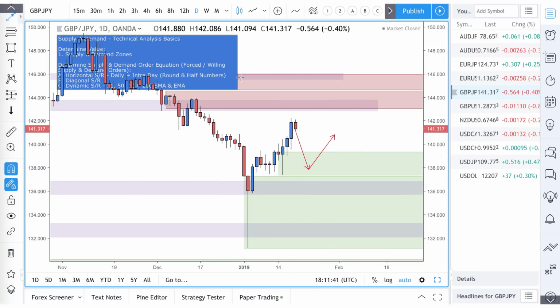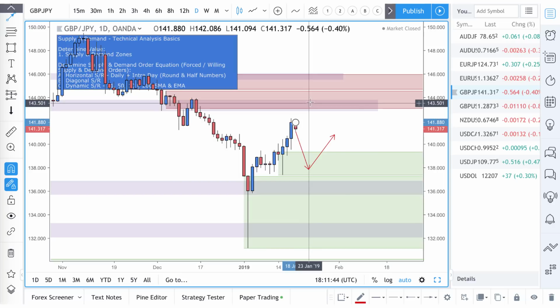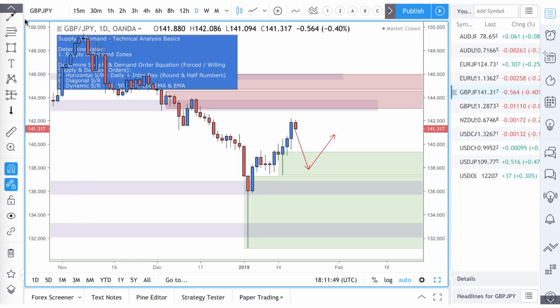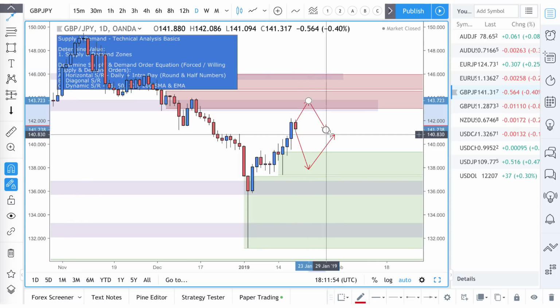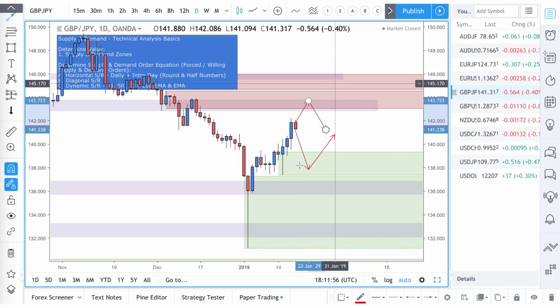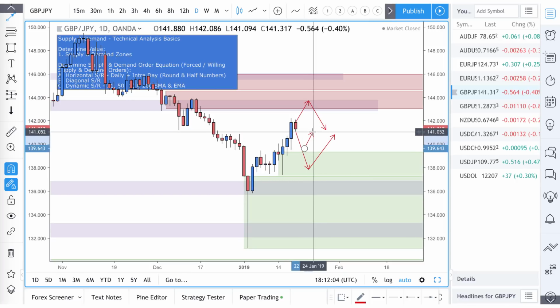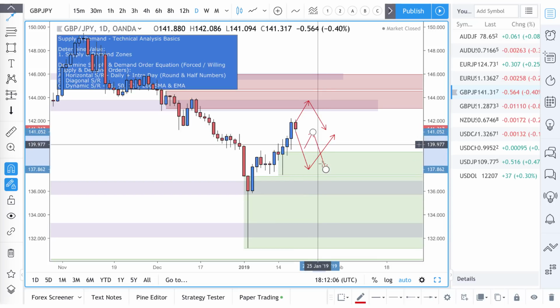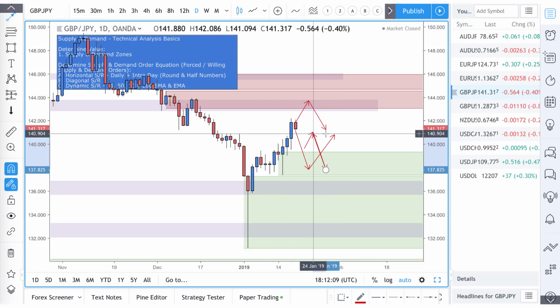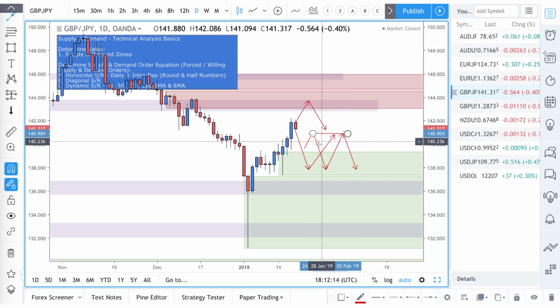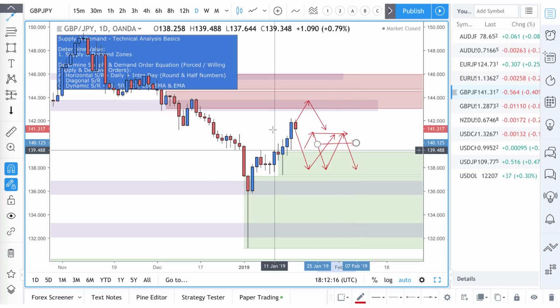If you're looking to be a seller, then you'd either be waiting for price to come up into here before selling, or you'd be waiting for prices to do something like this, where you've got a move lower, a pullback like that, then a lower low, and then you're waiting for a pullback into that lower low area before looking to get short, as that would have been the next area of created supply.